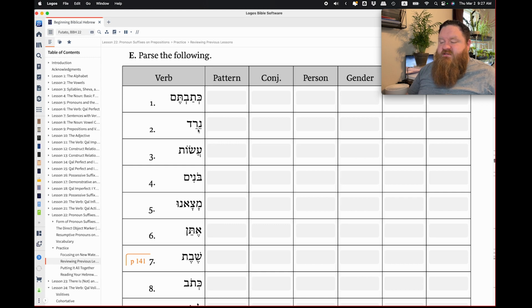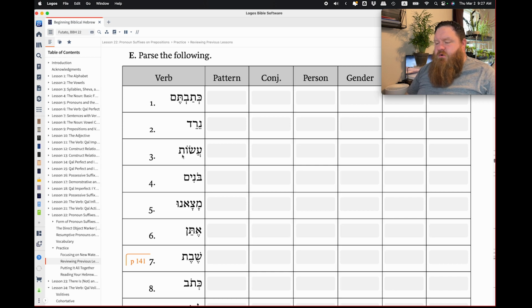So right there, from the sari-sari pattern and the noon, I've been able to parse this as cal imperfect, first common plural of, now we've got to figure out the root. Well, you just take the noon off, because you know that's the prefix, and you've also figured out that this is a one-yod vav, so you stick a yod on the front, you get yarad, all right?